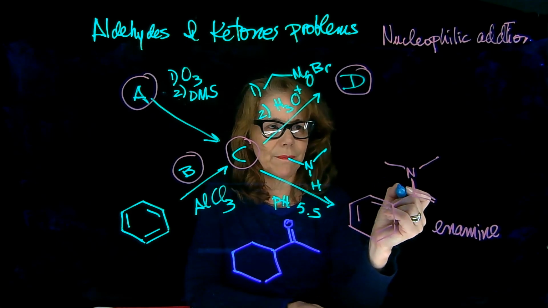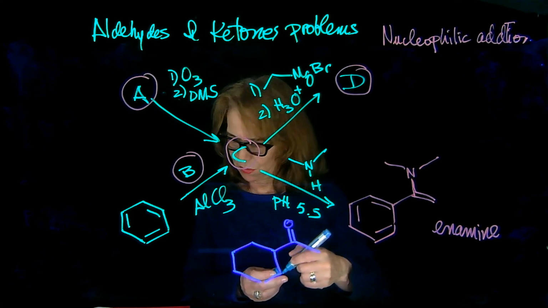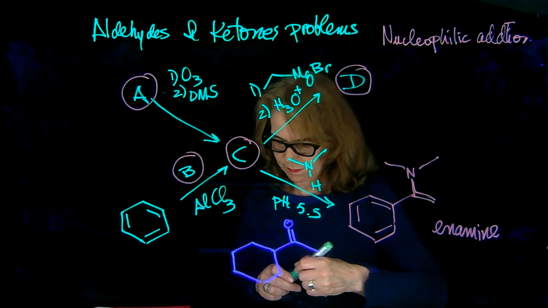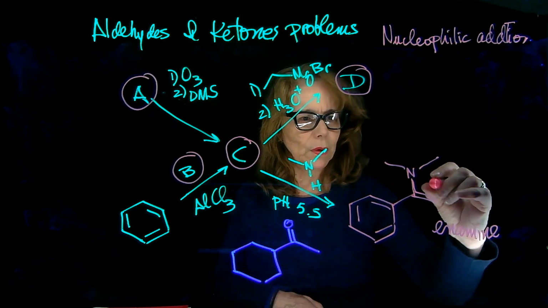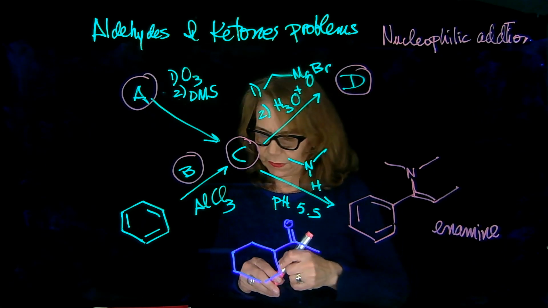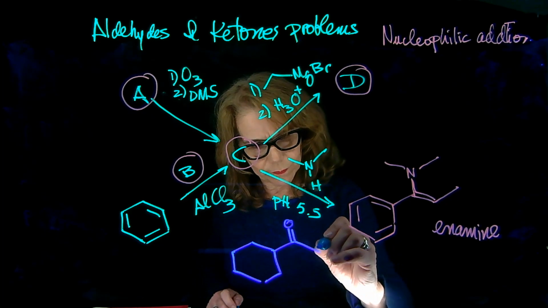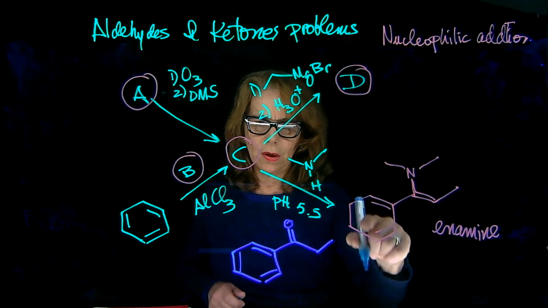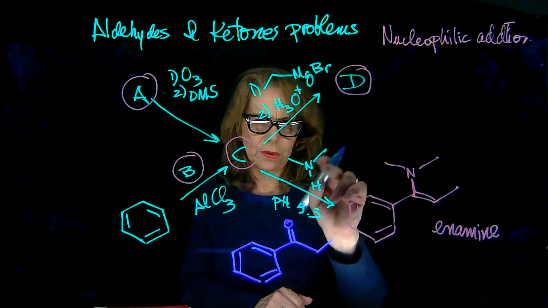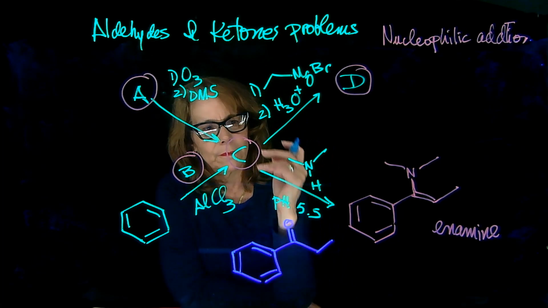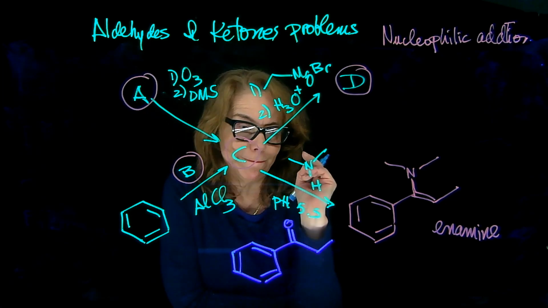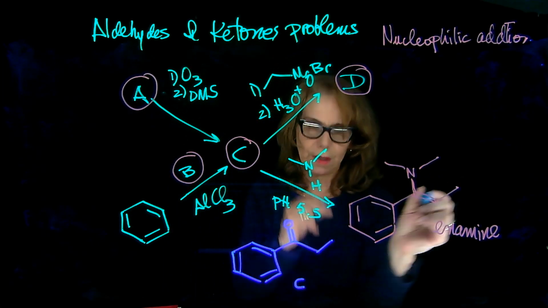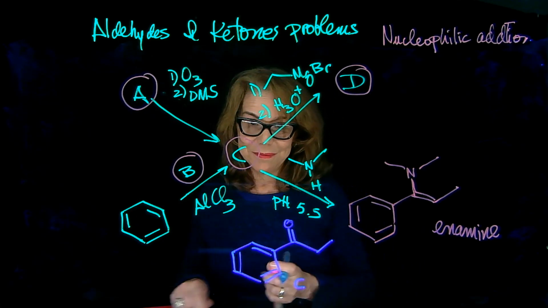Oh, I think I'm missing one carbon here, isn't it? Yeah, I'm missing one carbon. That's the information I was giving. So that is the ketone. So you're hydrolyzing the enamine, you get back the carbonyl compound and the dimethylamine. So that's the structure of C we got right there. Now we can complete the rest of the puzzle.